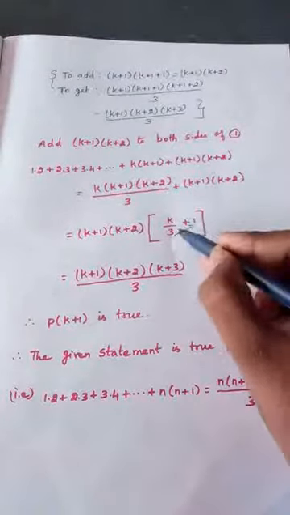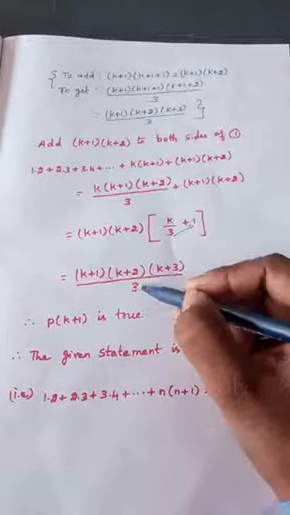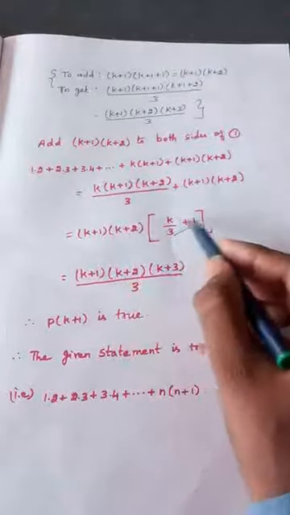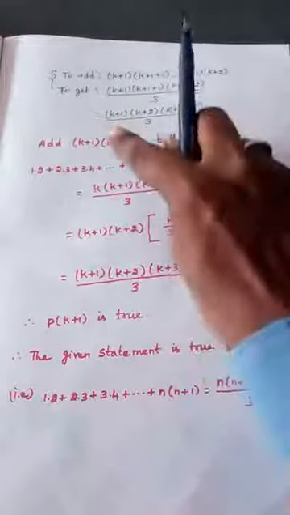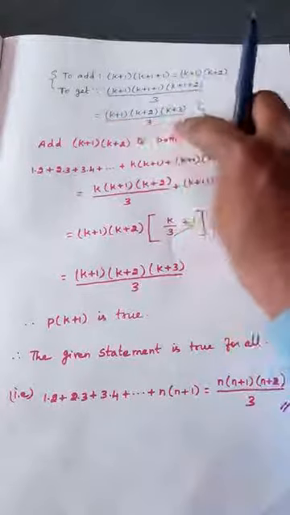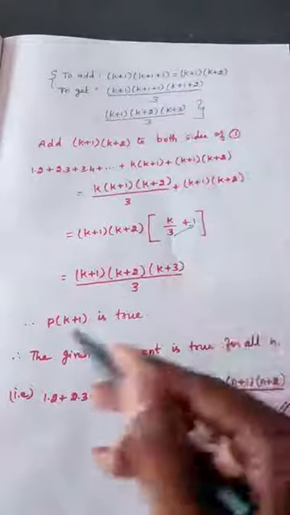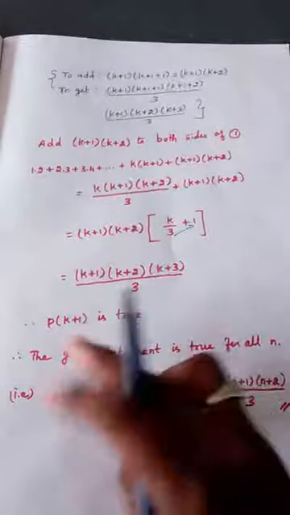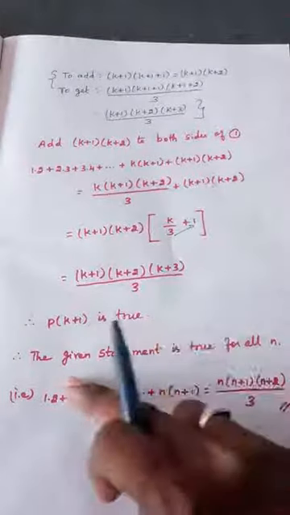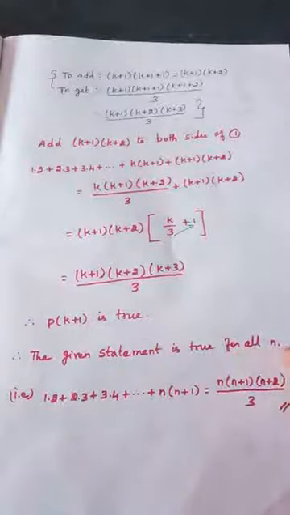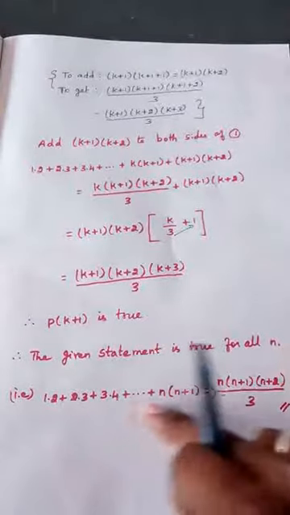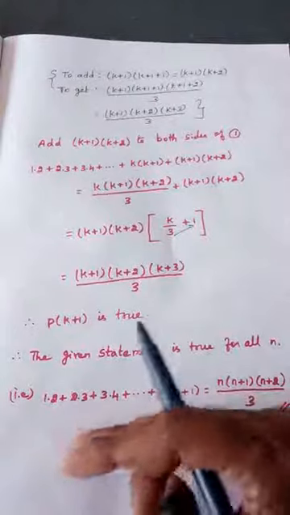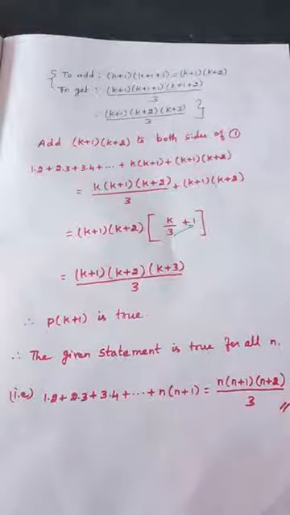K plus 3 by 3. By 3 is written like this. K plus 1, k plus 2, k plus 3 by 3. That is the answer that we should get. So since this answer we got here, we will say P of k plus 1 is true. Since P of k plus 1 is true, the given statement is true for all the values of n. So this is nothing but the formula. So we have proved this is the formula.